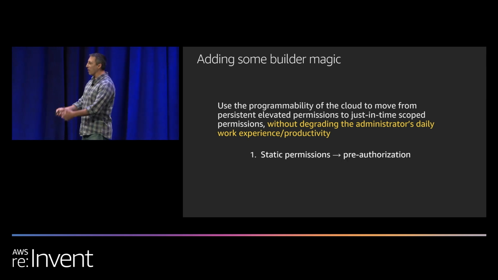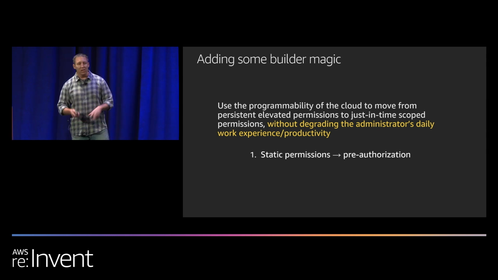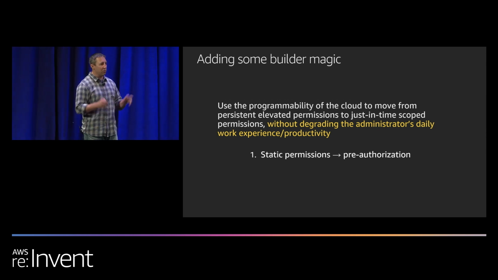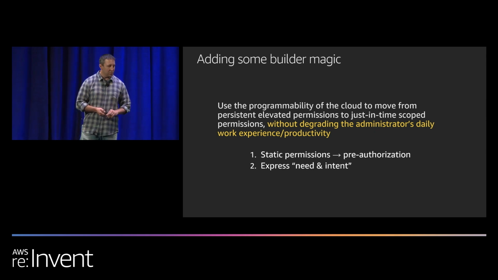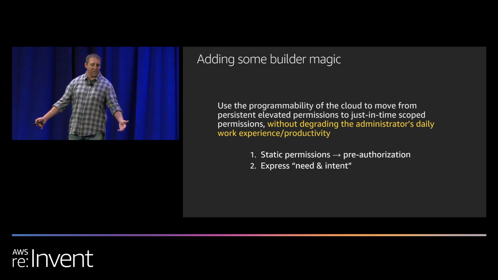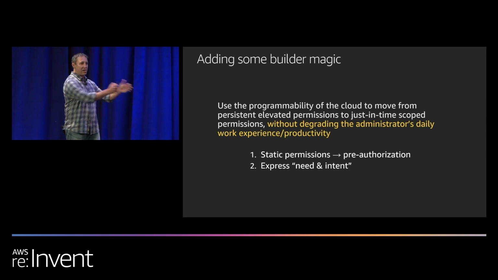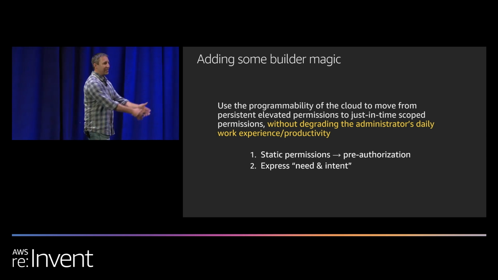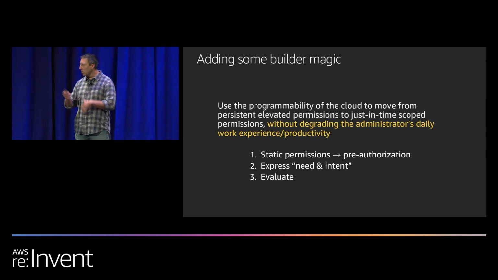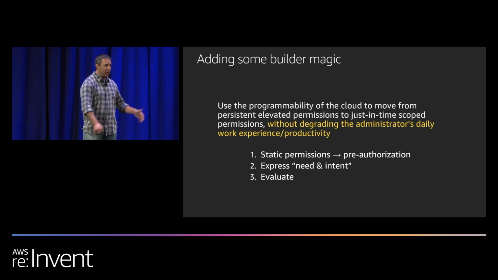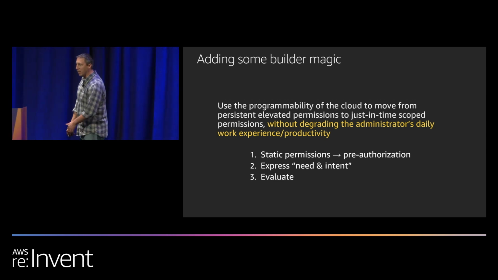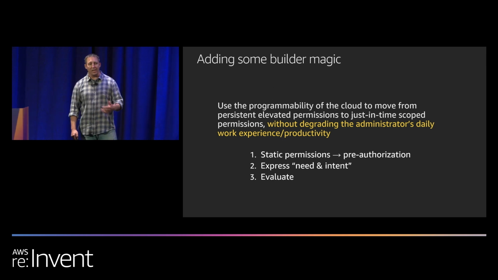We're going to change out those static permissions for some notion that, again, because we're the builders, we get to define this notion of what a pre-authorization might look like. We're going to ask them, just as Mary did in the last example, to express some need and intent, right? I need to get into this account now. We're going to then go through whatever rules we want to evaluate to figure out if that's appropriate, what sorts of approvals might be needed, whether they're automatic or dynamic.